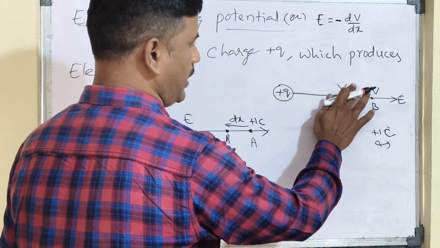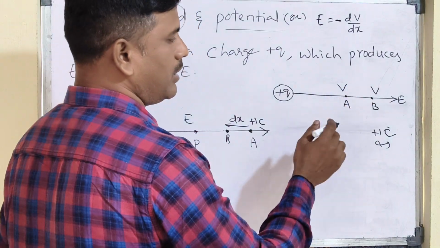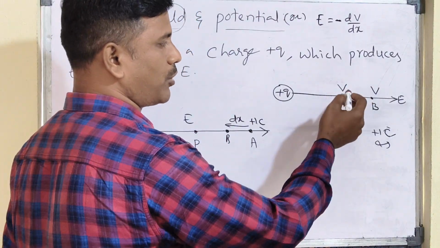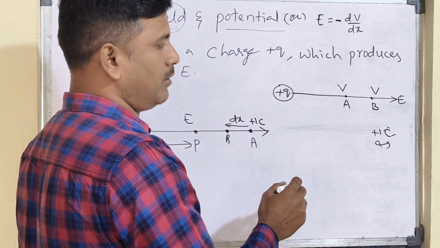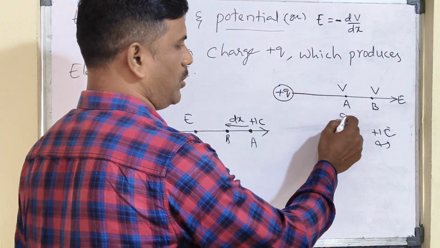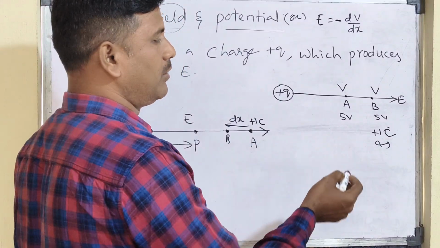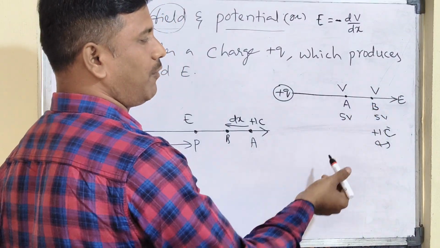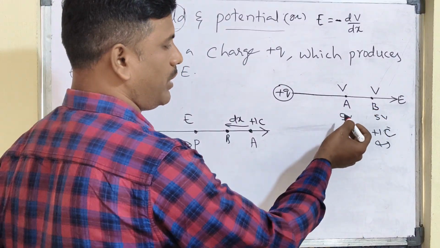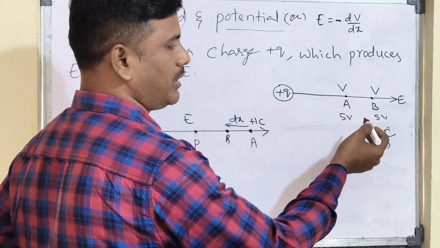Understood? So observe here for easy understanding. Suppose these two points have the same potential, like 5 volt and 5 volt. But according to the electric field relation, 5 volt to 5 volt is not possible.